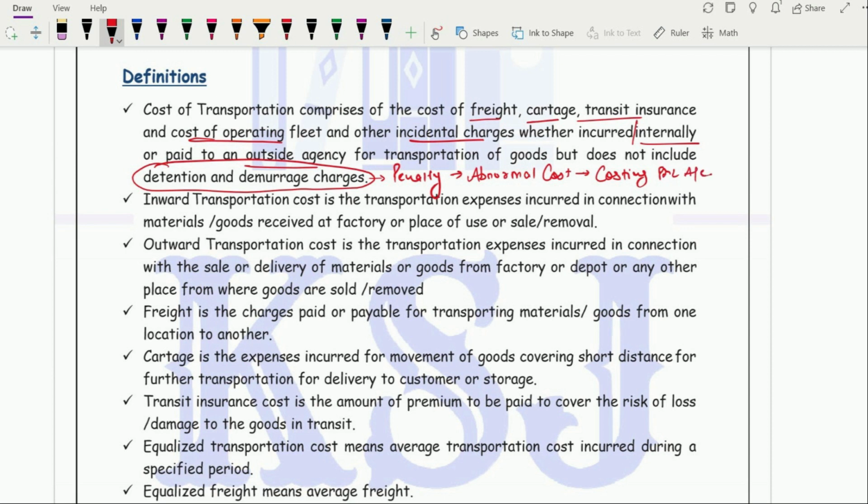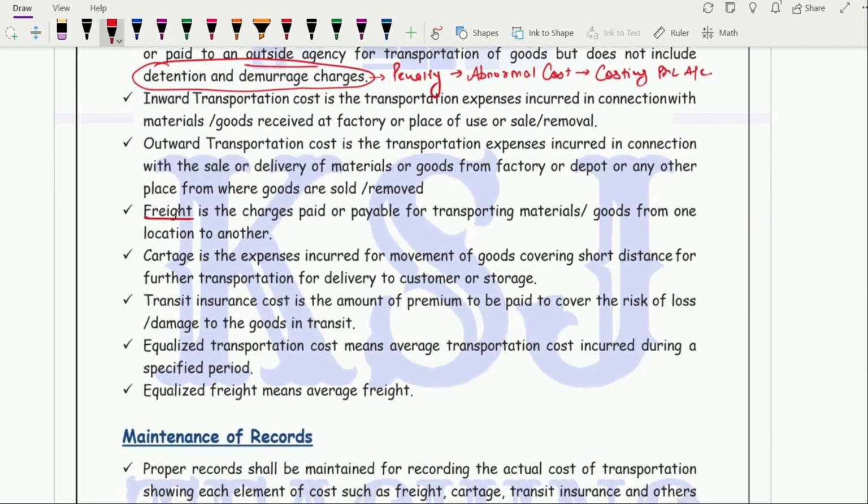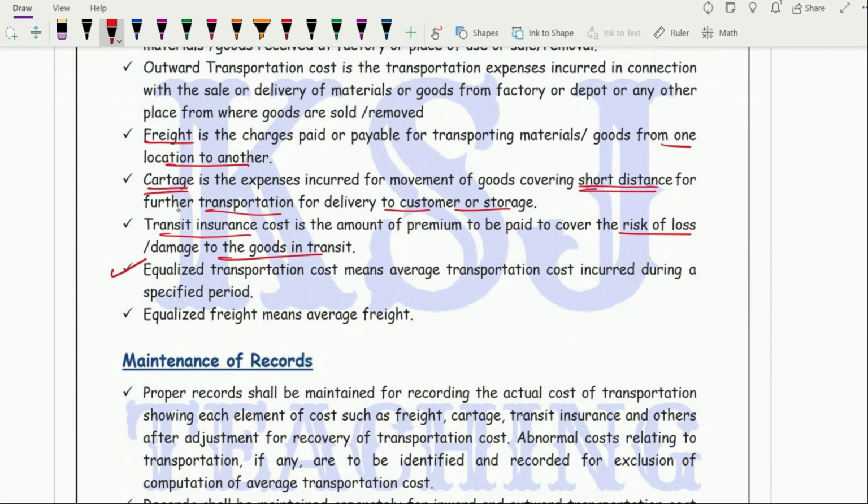Inward transportation cost is the expenses incurred on the procurement, outward transportation cost on the sale of the goods. Freight is the charges paid or payable for transporting the material from one location to another. The cartage is the expenses incurred for movement of goods covering the short distance, right? For further transportation or delivery to customer or the storage. Transit insurance cost is the amount of premium to be paid to cover the risk of loss or damage to the goods in transit.